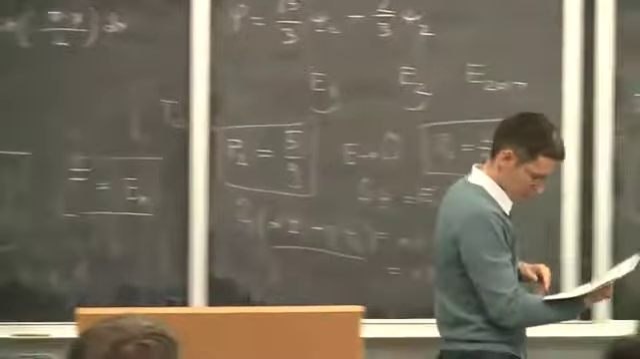Let me put it here. P1 equals 0.9986. So it's very close to 1. All right.